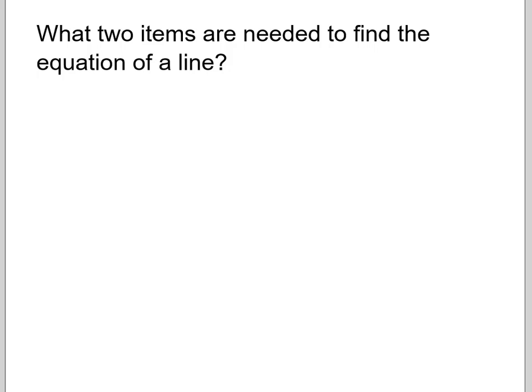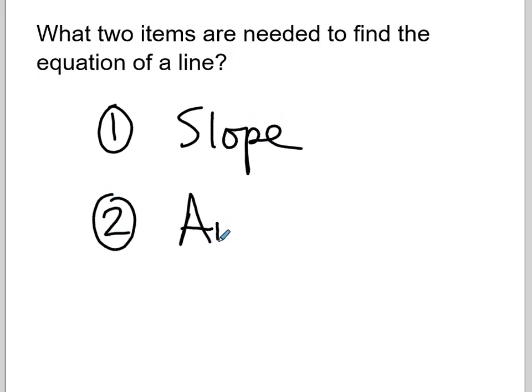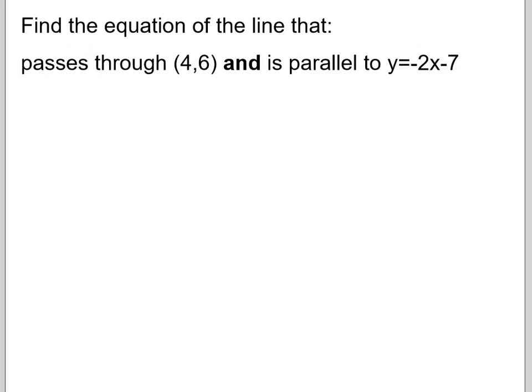Okay, so what two items are needed to find the equation of the line? To find the equation of a line, we need slope, and we need any point. Okay, if we have a y-intercept, that's great, it's faster, but any point is all we need. So find the equation of the line that passes through 4, 6 and is parallel to y equals negative 2x minus 7. So we are looking for slope and point information, and is a connector word. So there's linking two ideas before and after. So there is point information here, which means somewhere over here we have to have some slope information.